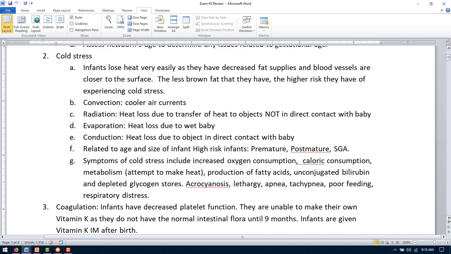Cold stress is actually related to the age, the gestational age, and the size of the infant. Infants that are at a very high risk for cold stress are the premature, the small for gestational age, and even the post-mature.